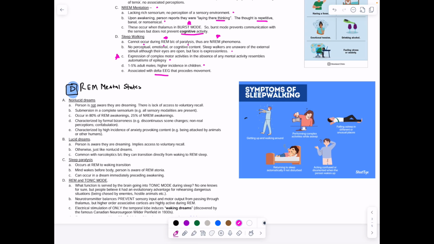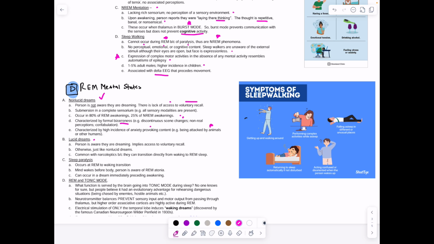All right, so then REM mental states, you have non-lucid dreams. The person is not aware they're dreaming. There's a lack of access to voluntary recall. Submersion in a complete sensorium. All sensory modalities are present. It occurs in 80% of REM awakenings, 25% in non-REM awakenings, characterized by formal bizarreness, discontinuous scene changes, no real perceptions, characterized by high incidence of anxiety producing content, being attacked by animals or other humans.